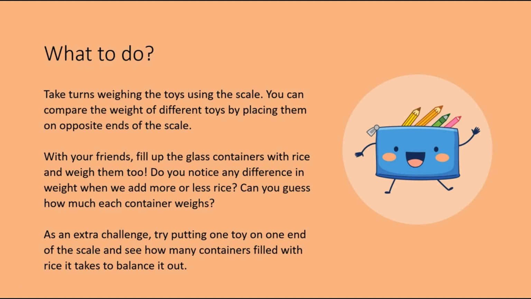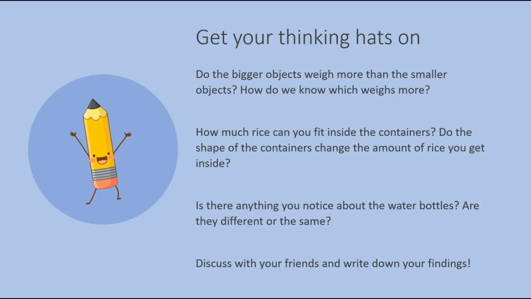What to do? Take turns weighing the toys using the scale. You can compare the weight of different toys by placing them on opposite ends of the scale. With your friends, fill up the glass containers with rice and weigh them too. Do you notice any difference in weight when we add more or less rice? Can you guess how much each container weighs? As an extra challenge, try putting one toy on one end of the scale and see how many containers filled with rice it takes to balance it out.